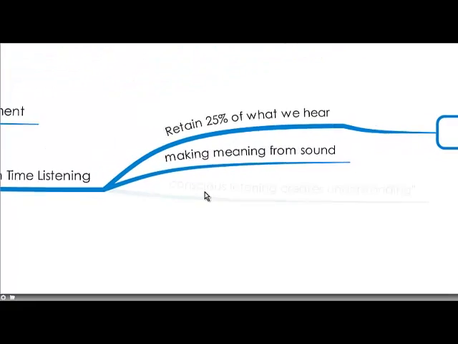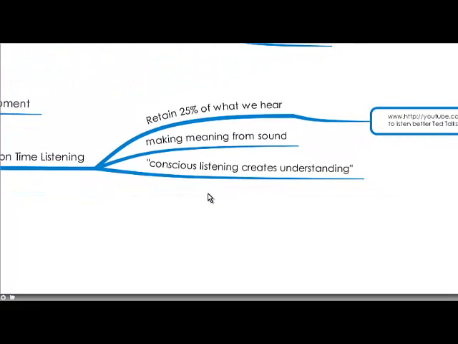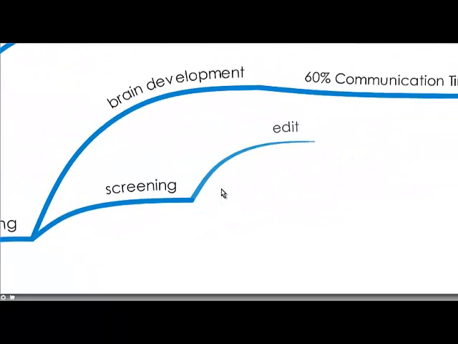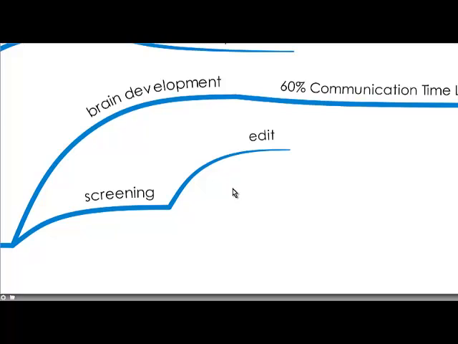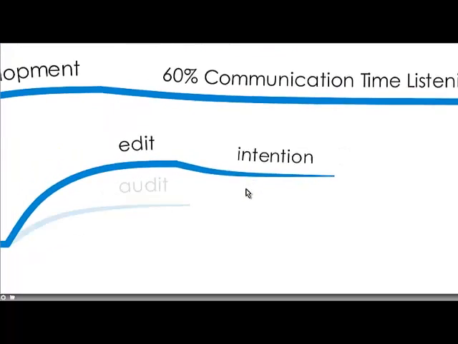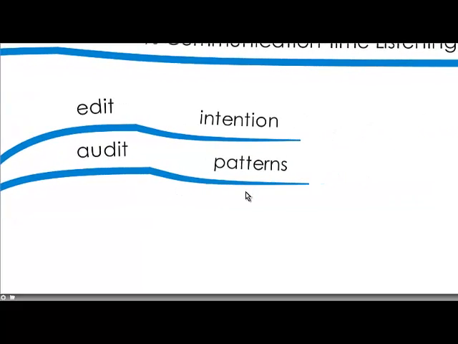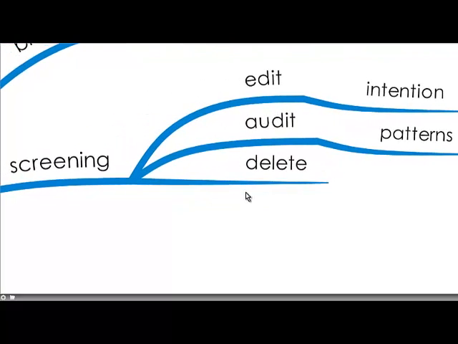And we make meaning from sound, and conscious listening creates understanding, and that's from Julian Treasure. So when we're listening we're screening, because we can't listen to every single sound, so we're editing the sounds for our intention, and we audit, listening for patterns. For example, white noise, people don't hear white noise, and we do delete.